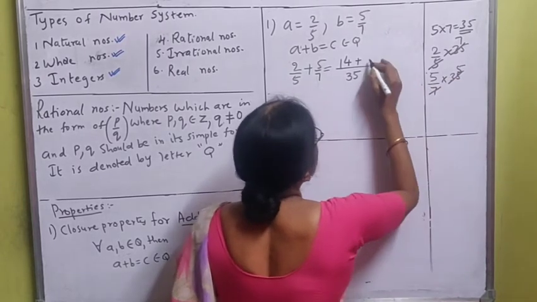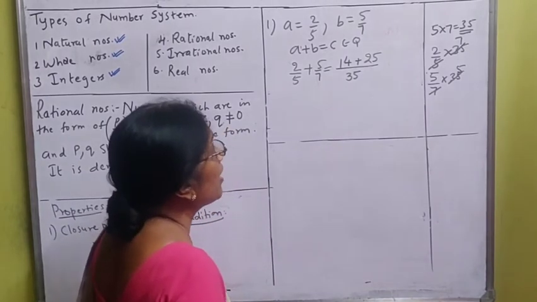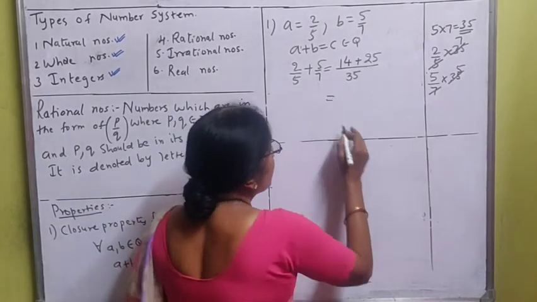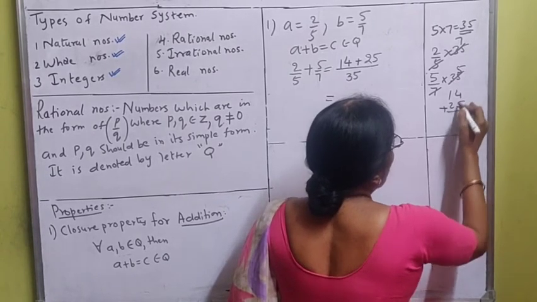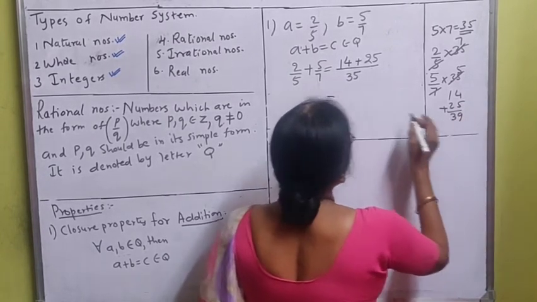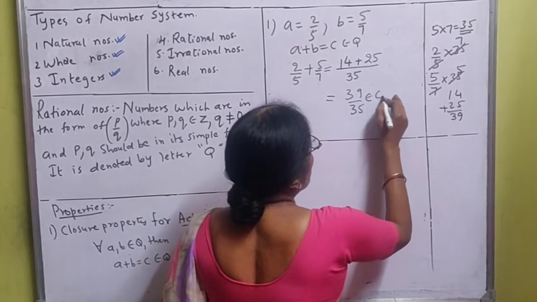5 fives are how much? 25. So plus 25. Now what we have to do? We have to add 14 and 25. So 14 plus 25. 4 plus 5 is 9. 2 plus 1 is 3. So I got it as 39 by 35, which belongs to Q.